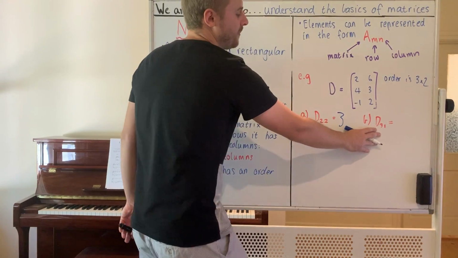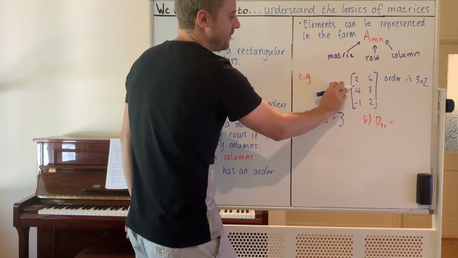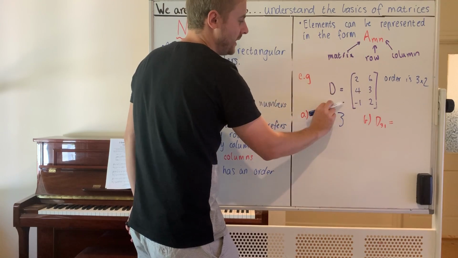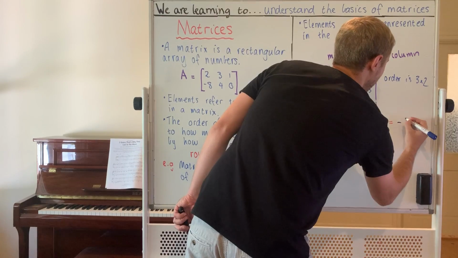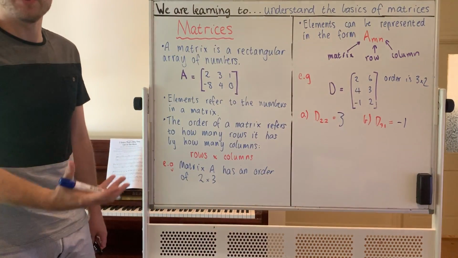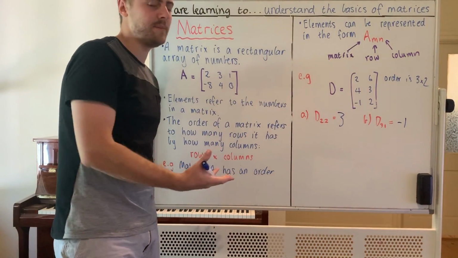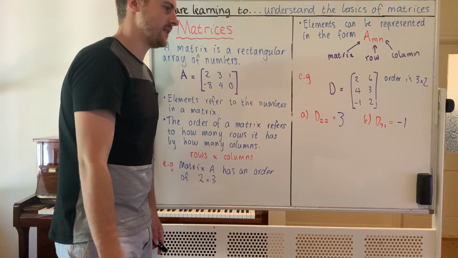Part B, matrix D again. Third row, first column. Look at those, where they intersect, we get -1. And that's all it is. It's just about identifying which of the elements can be found in that specific location.